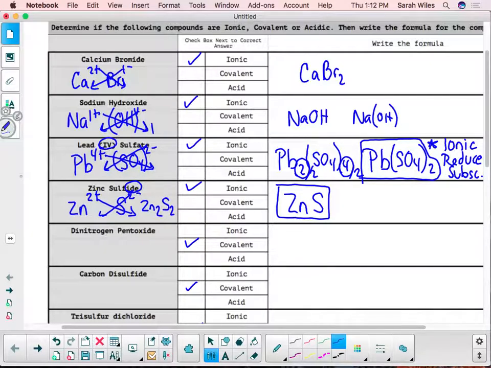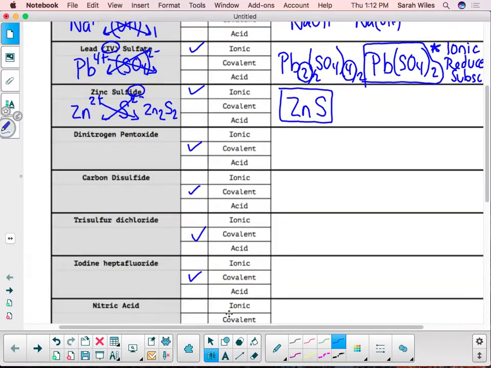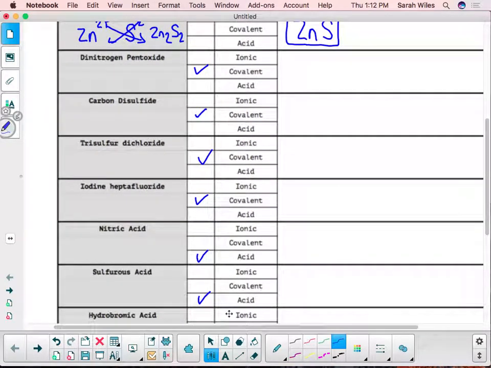Now we're on to covalent. What gets added to covalent names that does not get added to ionic? Prefixes. Dinitrogen pentoxide. I've got N and I've got O. Nitrogen, oxygen. How many nitrogens do I have? Two. Di means 2. Pent, pentagon. How many? 5.